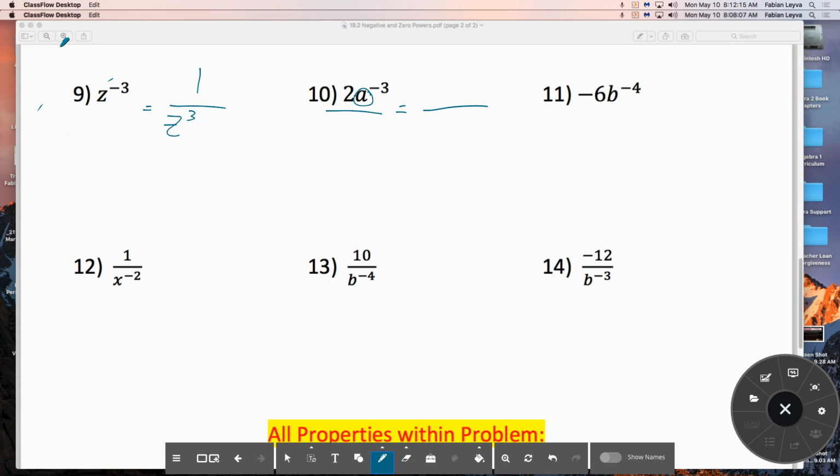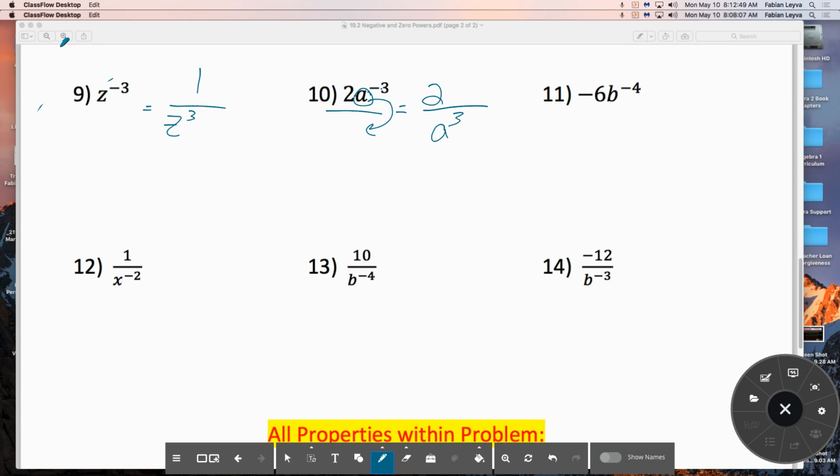The a. Remember when I said the whole spiel about how there's attachment issues, right? That 2 isn't forever and never attached to that a. That's 2 times a. That 2 is not going anywhere. It's staying exactly where it's at. The a is the base with the negative exponent, so I'm going to move that to the opposite side. The action of moving it makes it a positive. So 2 times a to the negative 3 is the same thing as 2 divided by a to the positive 3. Okay? Little tricky, but if you train your mind to see operations and knot them together, it'll be a lot better.